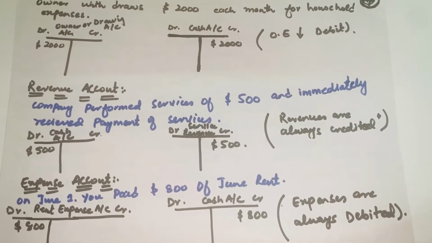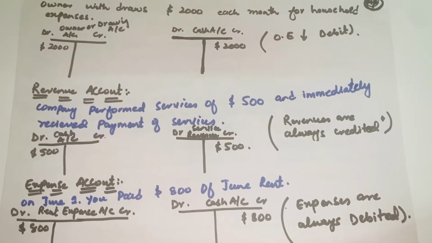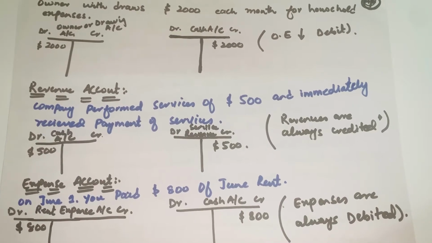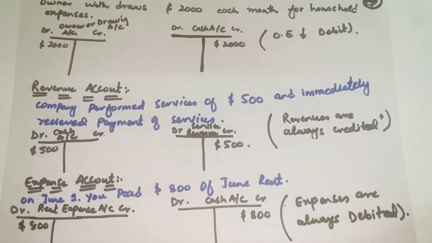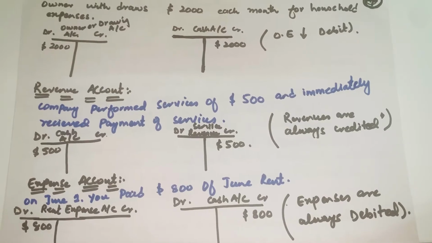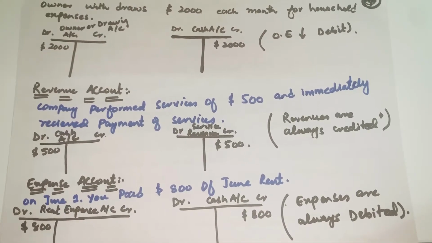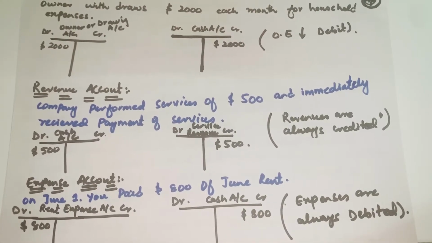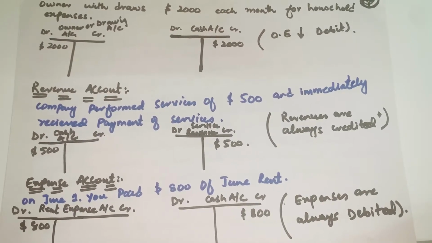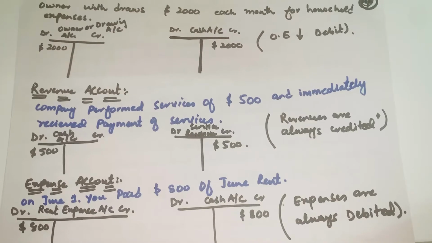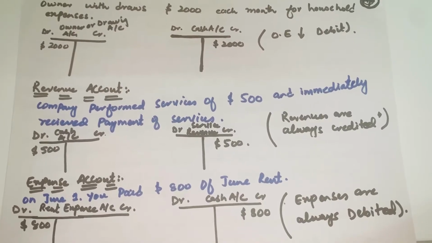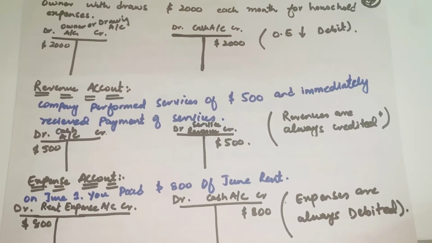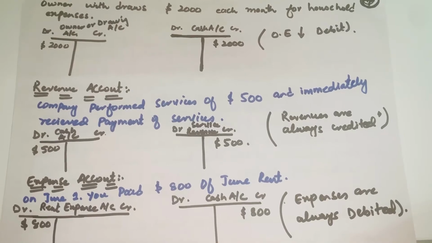Now let us see the example of the owner equity, where owner equity is decreasing, and any decrease in the owner equity is always a debit. So here the owner withdraws 2000 each month for the household expenses. As the owner is withdrawing 2000 each month for the household expenses, the cash is decreasing. So any decrease in the cash, or any decrease in the asset, will be recorded on the credit side.